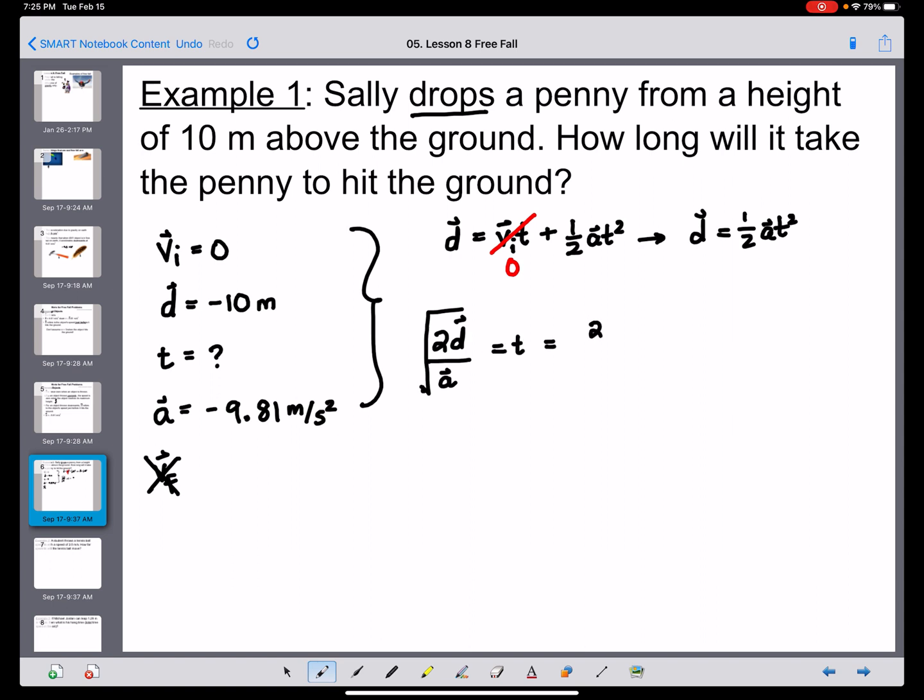Okay, and then now we're good to plug in our numbers. So we're going to have 2 times -10 divided by -9.81 meters per second squared, all under square root. Now you should try putting this in your calculator just to make sure that you're getting the same answer as me. But when I do this, after rounding to 2 significant digits, I get 1.4 seconds.